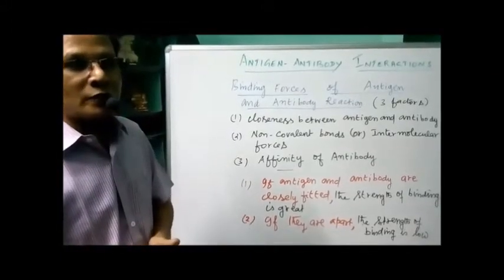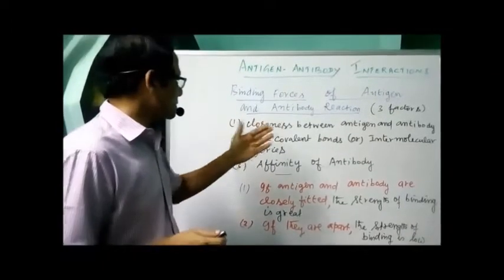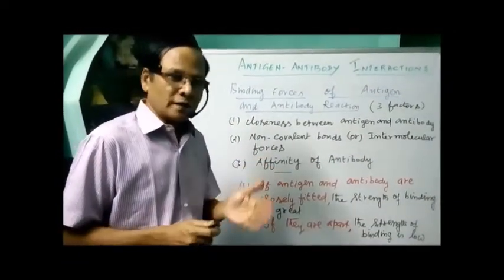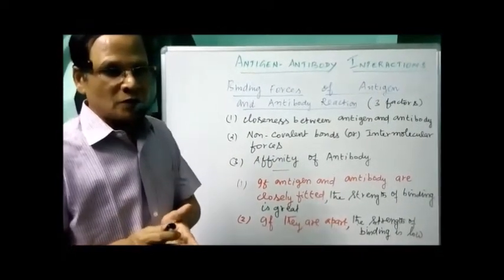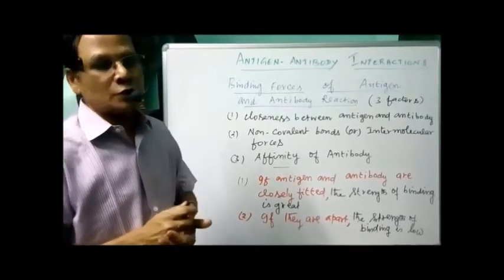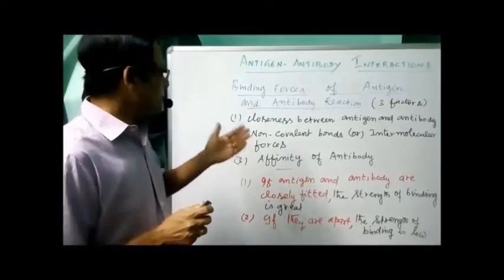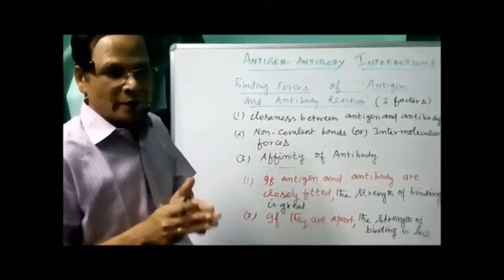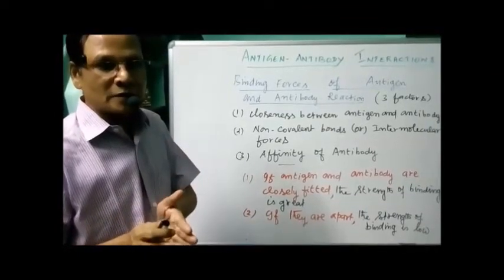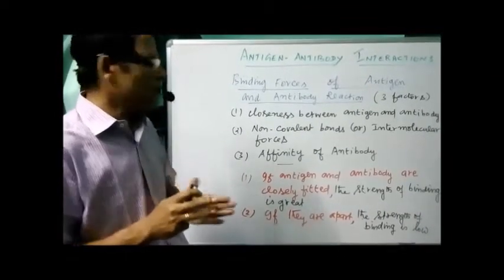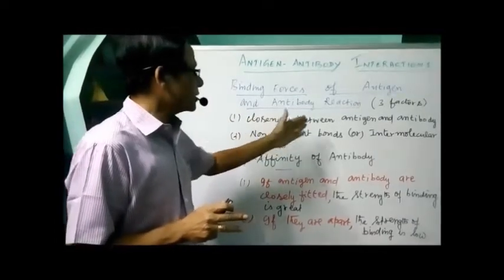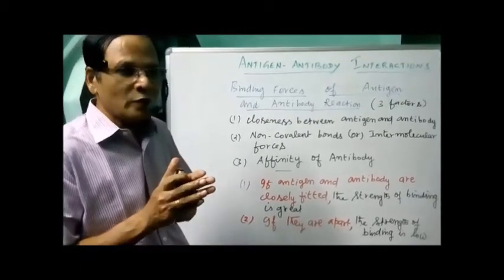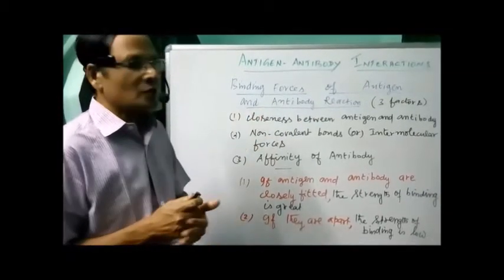What are the different types of non-covalent bonds and intermolecular forces? The holding of antigen to the antigen binding site of the antibody is because of bonds. These bonds are non-covalent in nature. These bonds are very weak. They are normally found between molecules, hence called intermolecular forces.